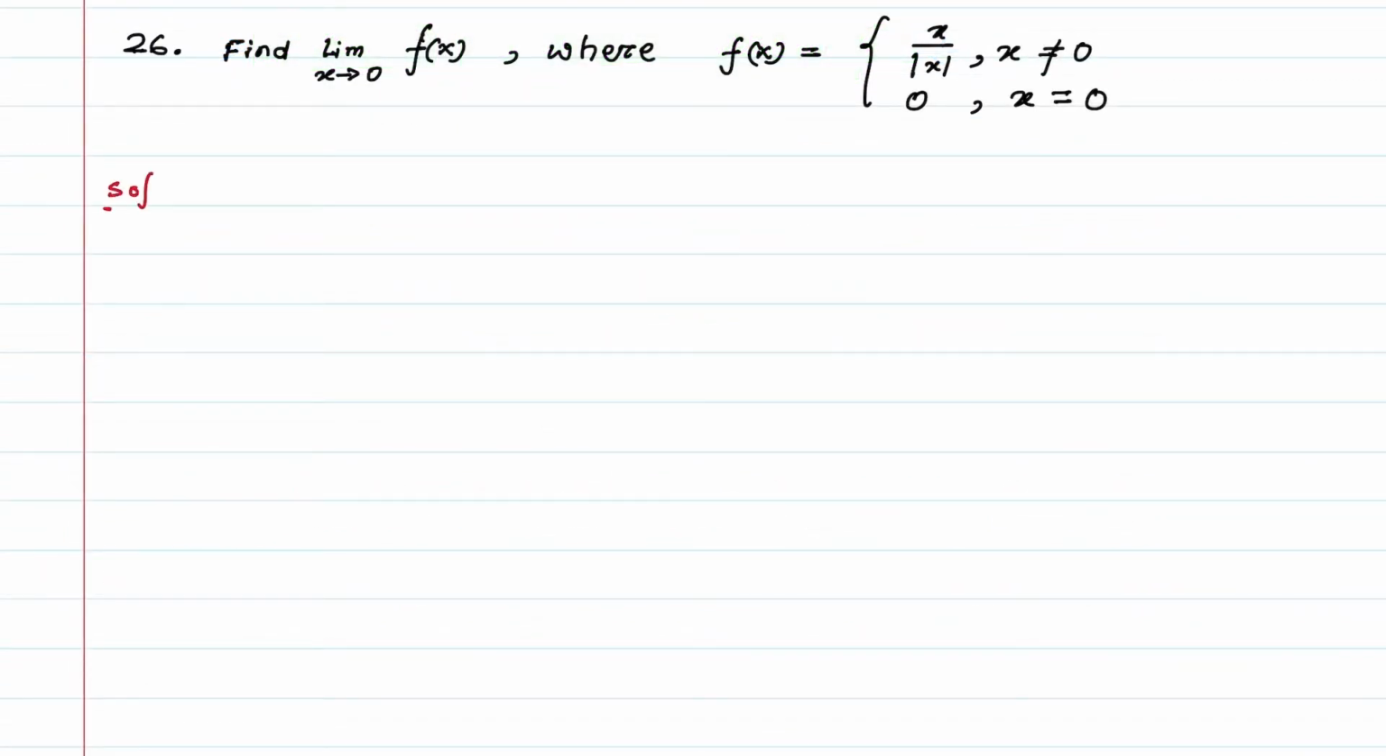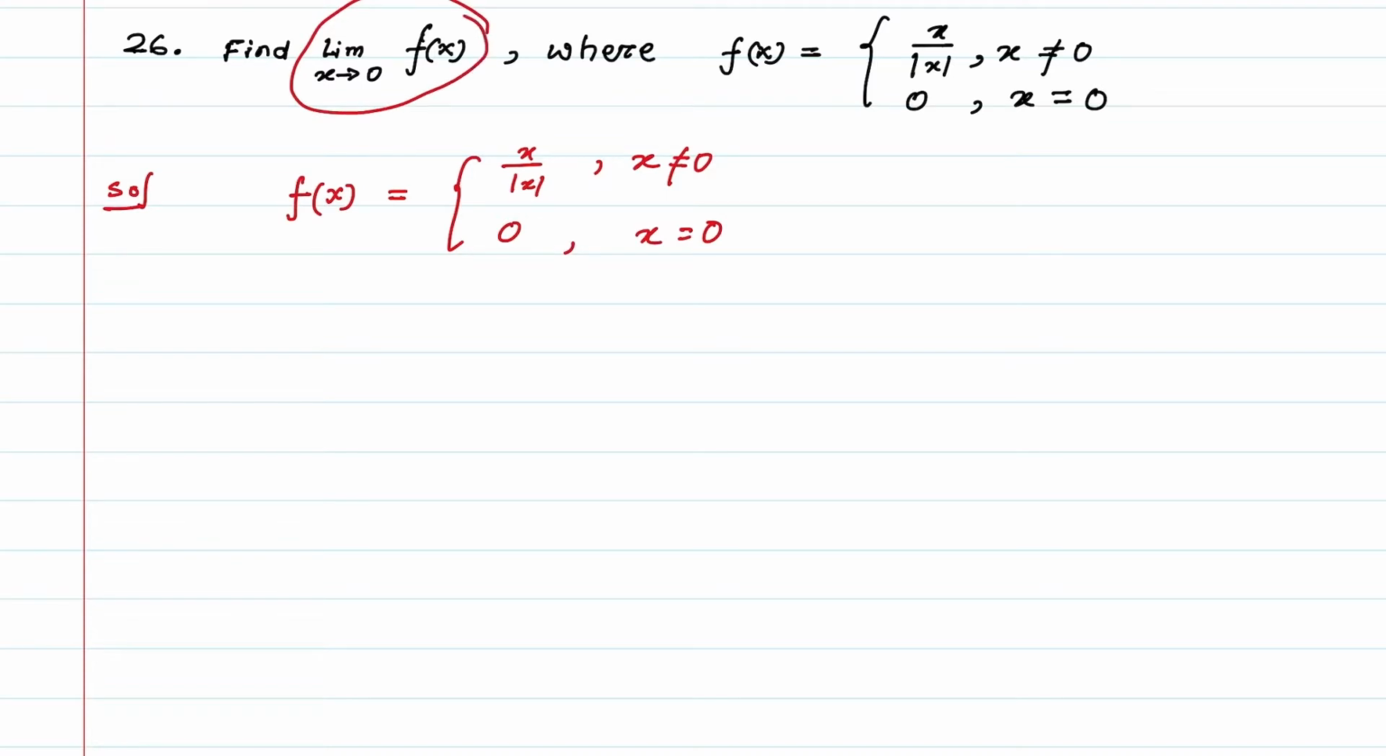So here it is given the function f of x is equal to x by mod of x when x is not equal to 0, and it is equal to 0 when x is equal to 0. Okay, so we need to find the limit of f of x as x tends to 0. So here in this case we are going to find first the left hand limit.